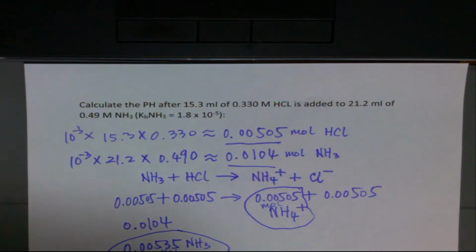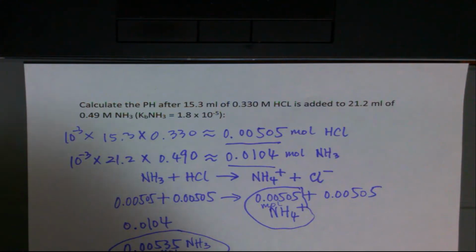Okay, this is a standard titration problem. We are adding a strong acid to a weak base solution. We are given the volume and the molarity of the strong acid, hydrochloric acid, and we are given the volume and the molarity of ammonia, the weak base. Also, we are given Kb of ammonia. So what do we do now?